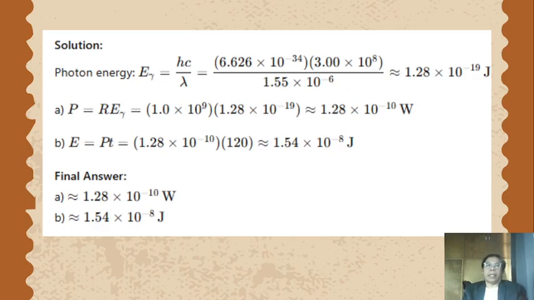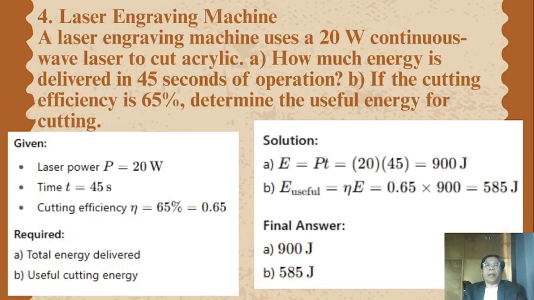Okay, so let's continue now with problem number 4. Laser engraving machine. A laser engraving machine uses a 20-watt continuous wave laser to cut acrylic. Letter A. How much energy is delivered in 45 seconds of operations? Letter B. If the cutting efficiency is 65%, determine the useful energy for cutting.